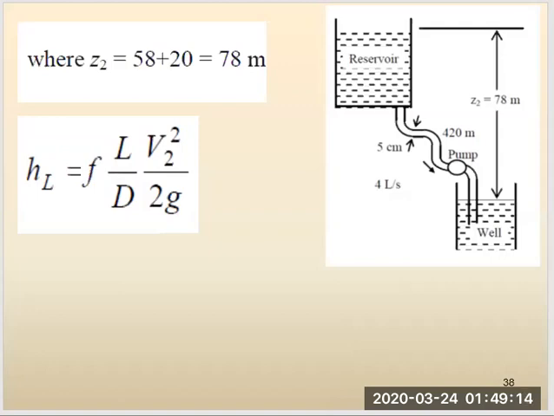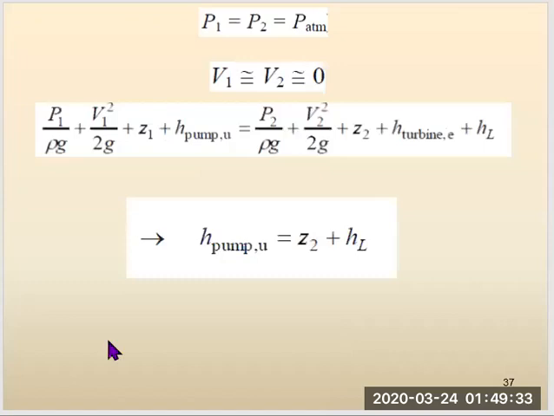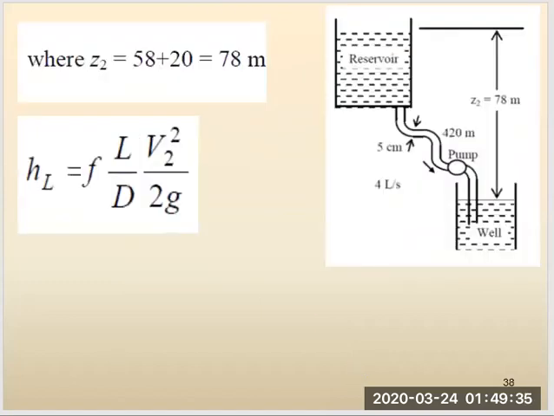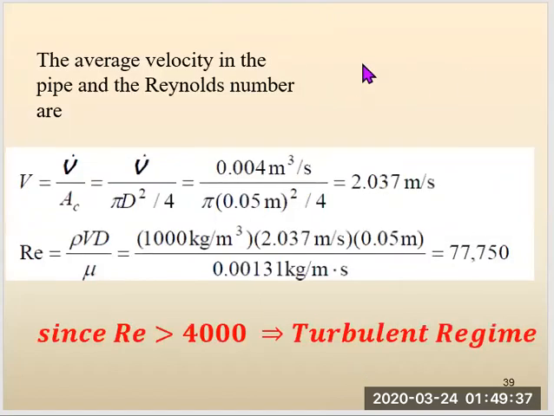If it's laminar, then we need to use a certain equation. If it's turbulent, we need to use a different form of equations. Now for F, we plug the calculated F into here and calculate HL, and then from there we calculate the pumping power requirement. So the first step is to calculate the Reynolds number.